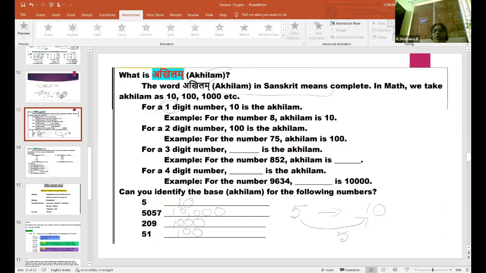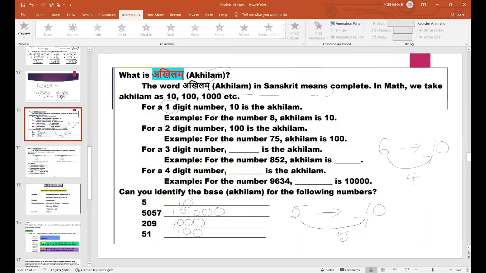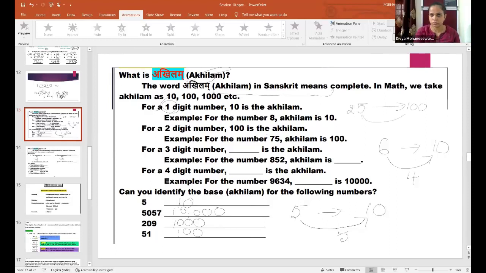For example, what is the Aquilam of 6? That is 10. What does it need to reach the Aquilam? That is 4. Teachers, got it? What is Aquilam? So for 25, what is the Aquilam, teachers? 100. Yes. And what is needed to reach the Aquilam? 75. So that has got a name.